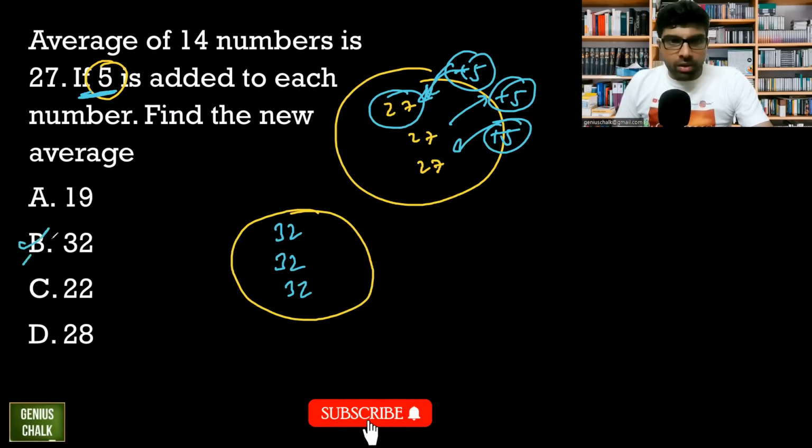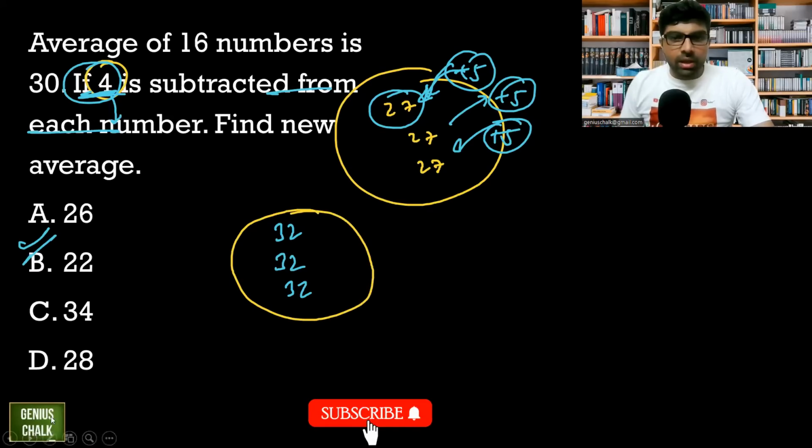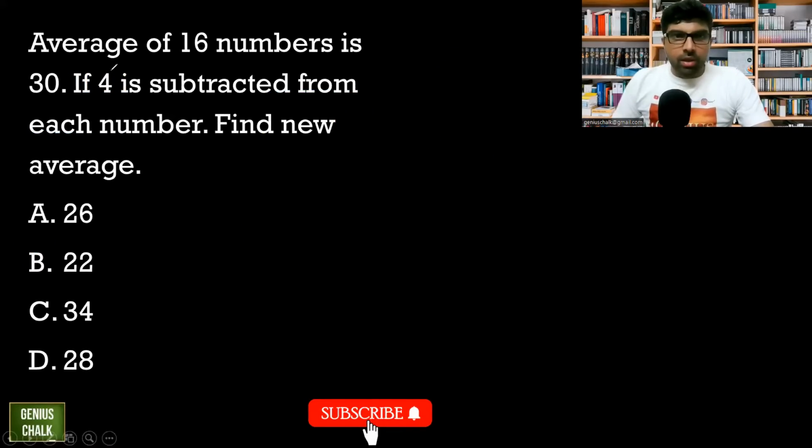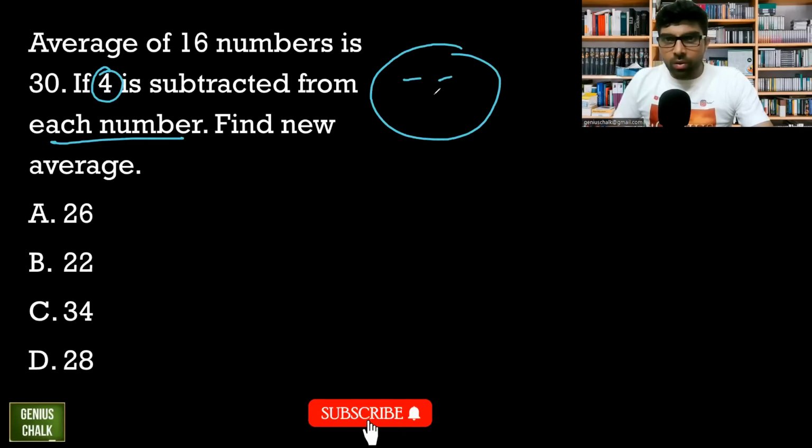So this is my answer. What is my new average? That is 32. So just remember it. Whenever something is added in every number, that change will also be observed in the average as well. Okay. Similarly, average of 16 numbers is 30. 4 is subtracted from each number. There are 16 numbers, and everybody is having 30. And 4 is subtracted from each number.